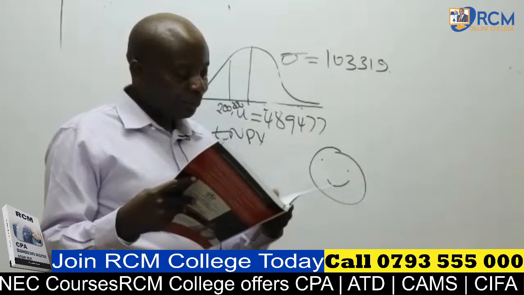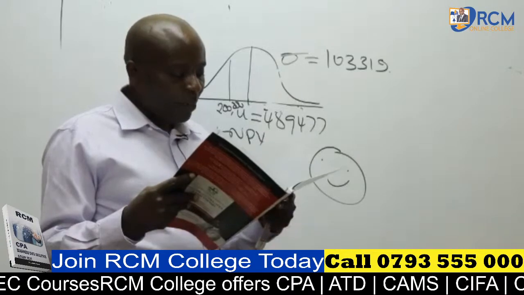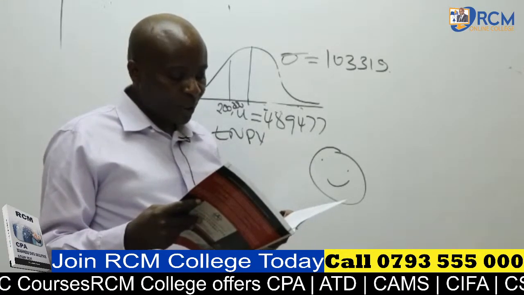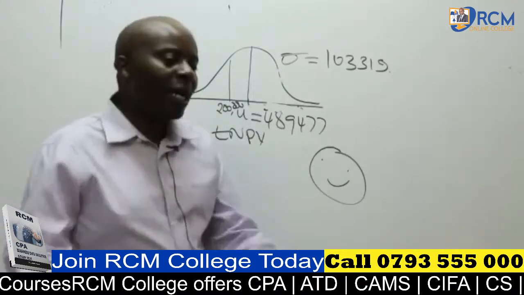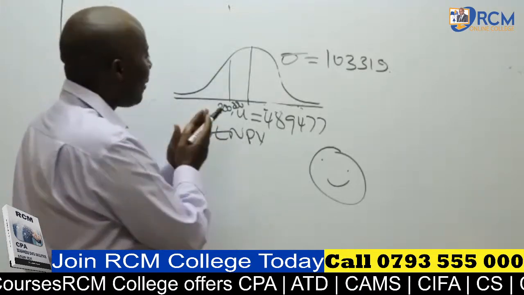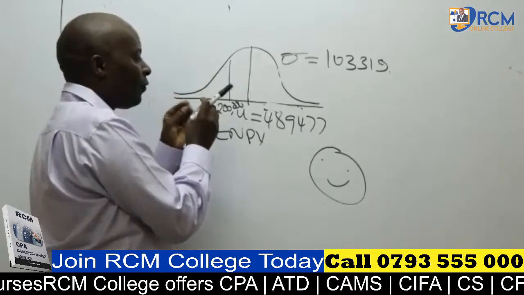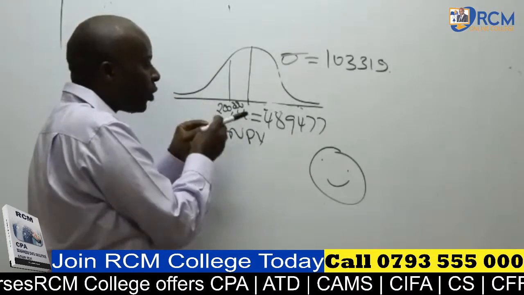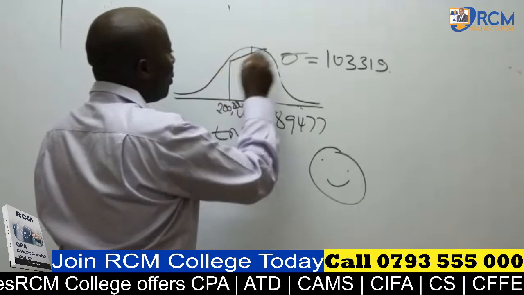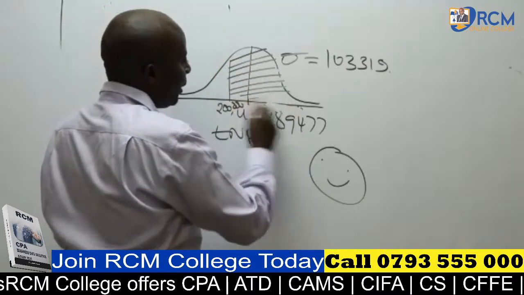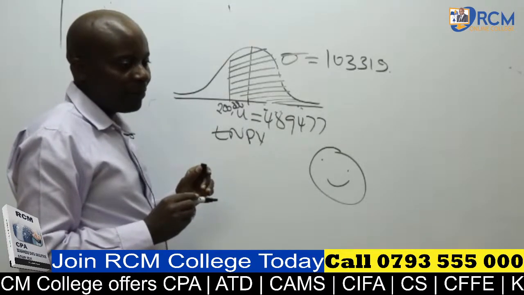The examiner says, if the net present value of the project is less than 200,000, the firm will be exposed to financial distress. Determine the probability that the firm will avoid it. If our NPV is less than 200,000, we suffer financial distress, and we want to avoid that. We can only avoid it if we play around this area, so you shade the entire right side.